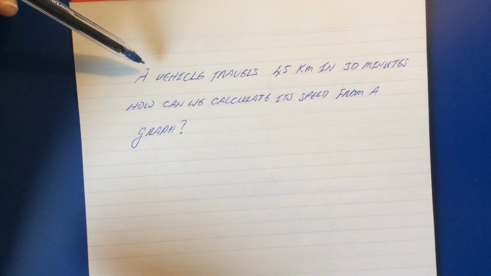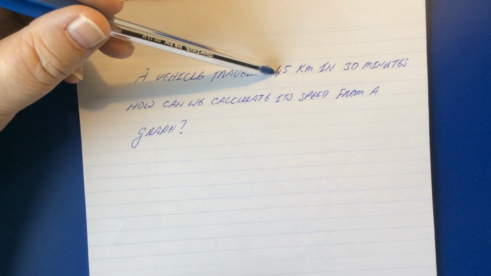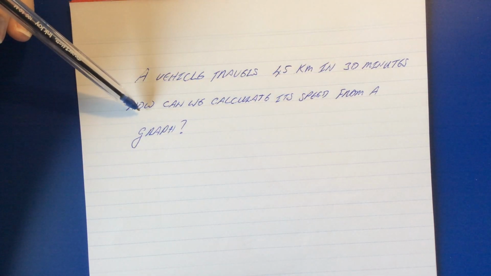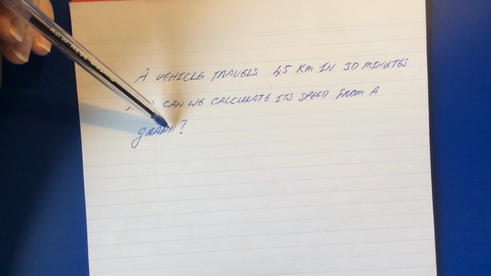Now, this is a kind of interesting problem because we're not going to solve it in the normal way. The problem is a vehicle travels 45 kilometers in 30 minutes. And the question is, how do we calculate its speed from a graph?